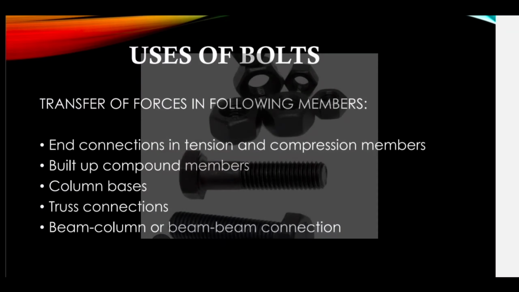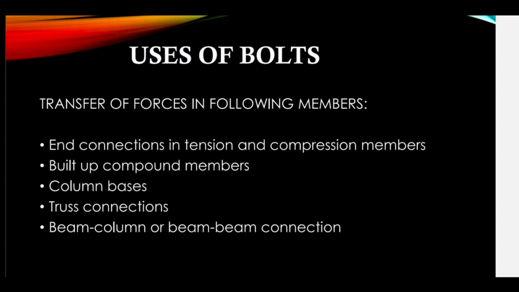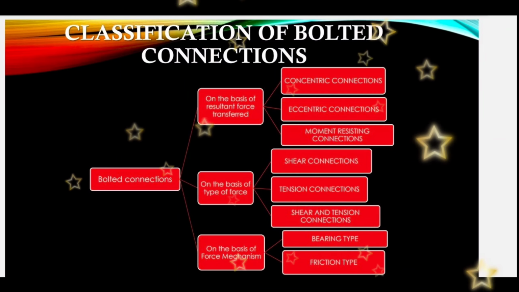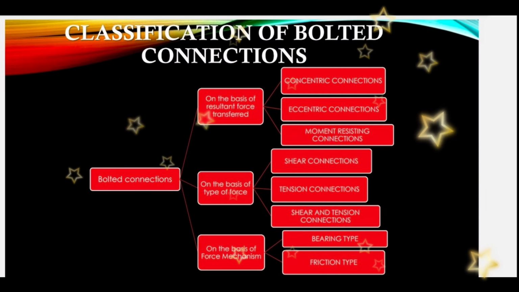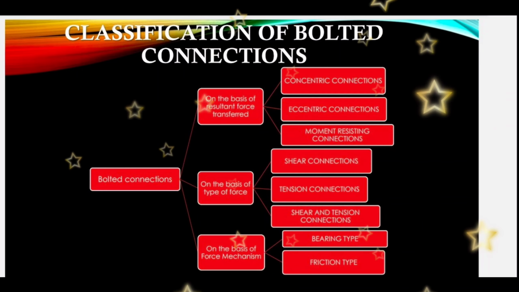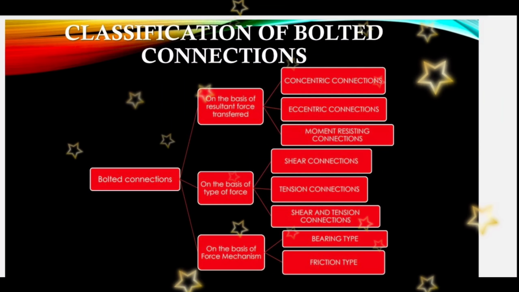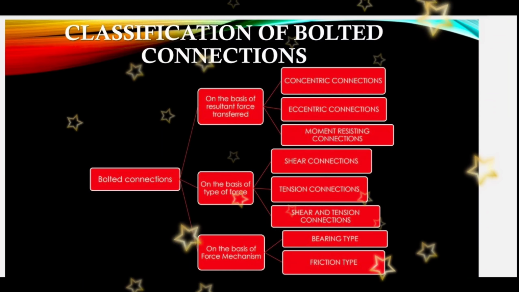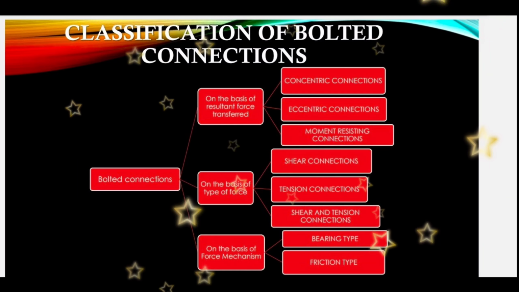and compression members, built-up compound members, also column bases and trusses, and connections such as beam-column or beam connections. There is also a classification of bolted connections. On the basis of the resultant forces, there are three types: concentric connections, eccentric connections, and moment resisting connections.